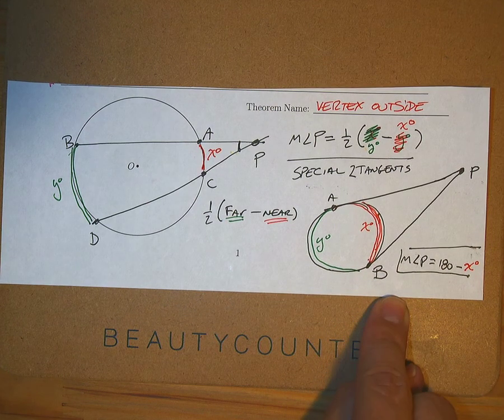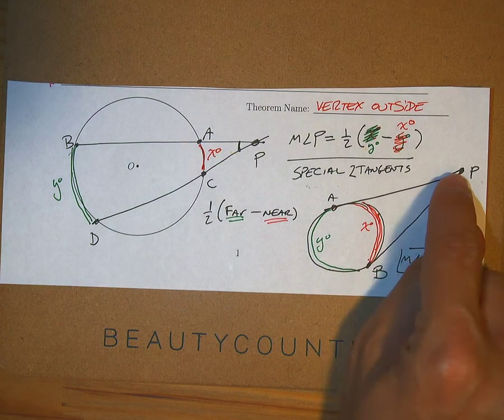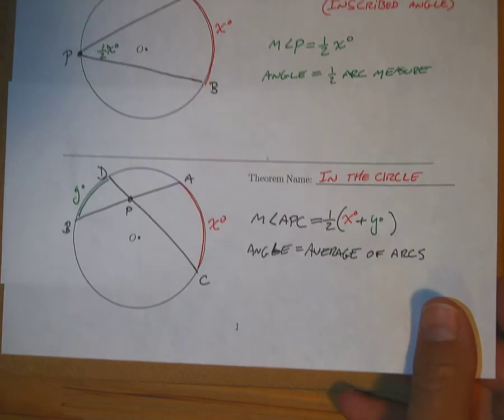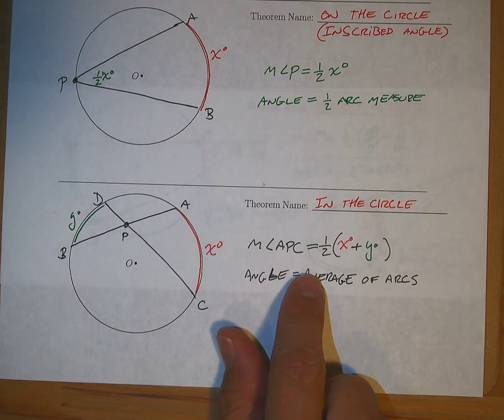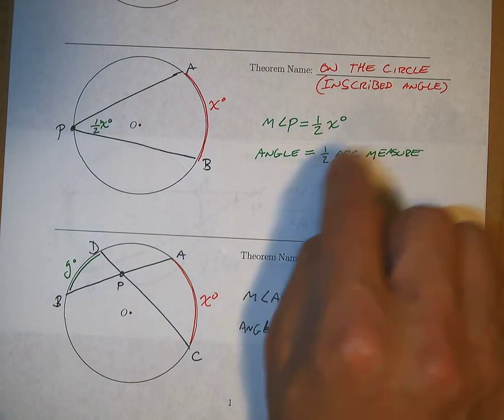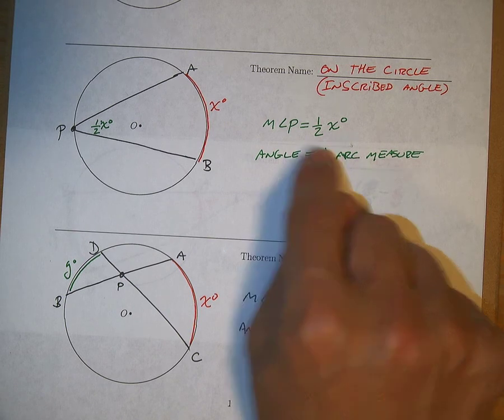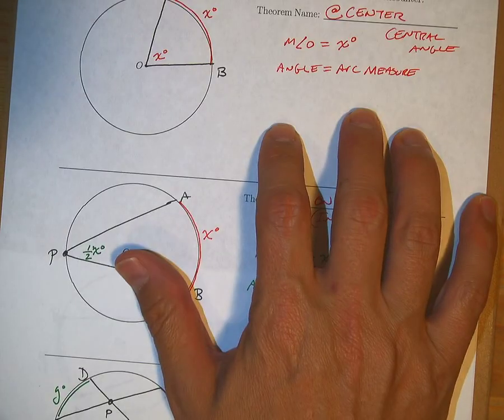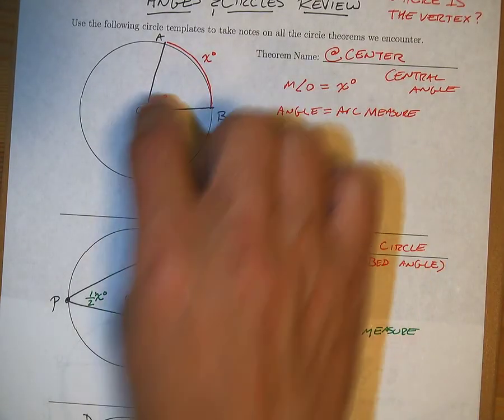Special one for two tangents, if you want to remember it, is that angle P equals 180 minus x. Then we have inside the circle is the average of the two arcs. On the circle is 1/2 of the angle of the arc. And finally, central angle is just equal to the arc measure.